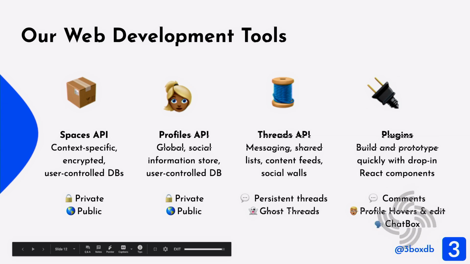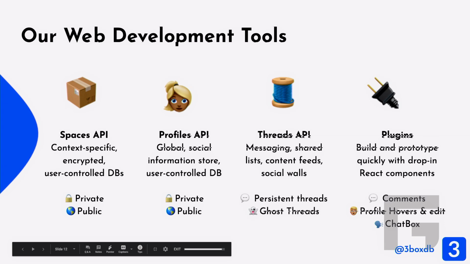Here's an overview of our web development or dApp development tools. So we have Spaces and Profiles APIs. This is for user storage. Profiles, we made as our first kind of storage space, and it's been designed with a view of having profiles and global namespacing, essentially. But it functions very similarly to Spaces, which can be more context-specific and for your app. With both Spaces and Profiles, you can either store data encrypted and private, or you can store it just public there. So depending on the data that you're handling, it's up to you.